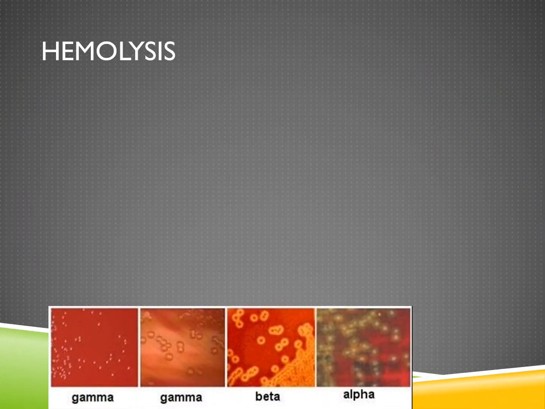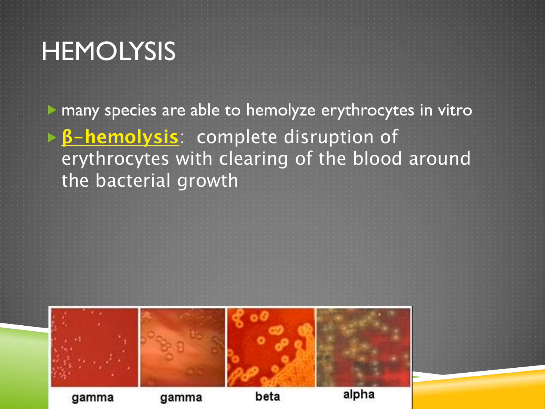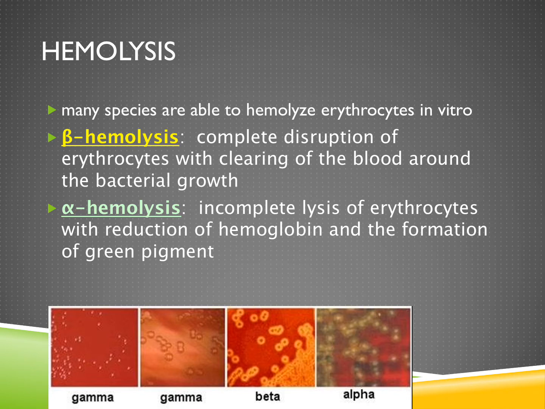For patterns of hemolysis, note that there are many species that are able to hemolyze erythrocytes in vitro, exhibiting beta hemolysis, alpha hemolysis, and gamma hemolysis.